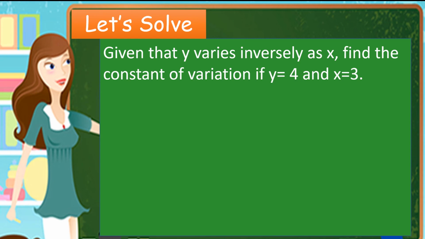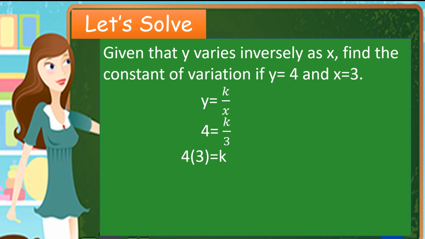Okay, let's solve. Given that y varies inversely as x, find the constant of the variation if y is equal to 4 and x is equal to 3. So, ang unang-una natin gagawin ay kukunin natin ang equation or dito sa statement, sinabi y varies inversely as x. So, therefore, we have y is equal to k over x. Then, after that, ay isasubstitute natin yung values natin ng y is equal to 4 and x is equal to 3. So, we have 4 is equal to k over 3.